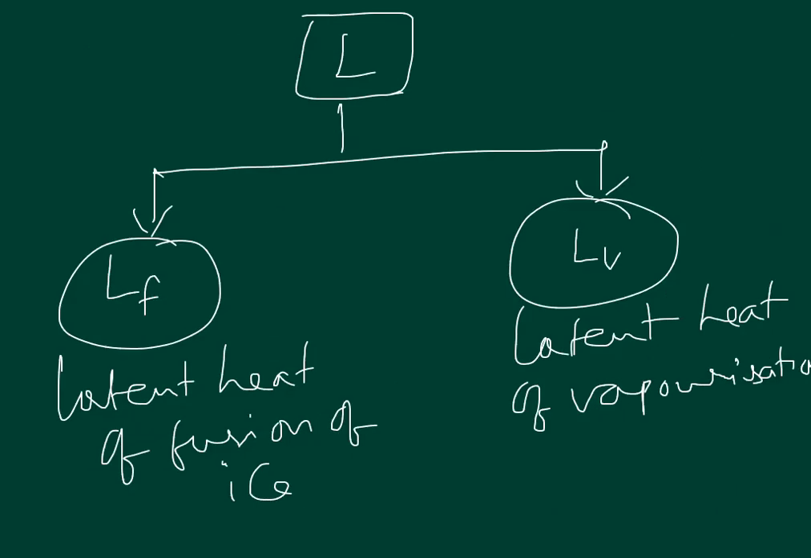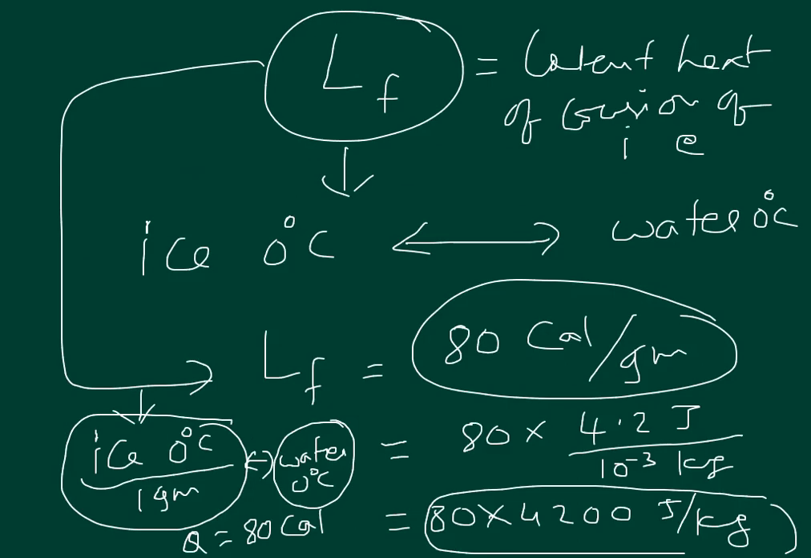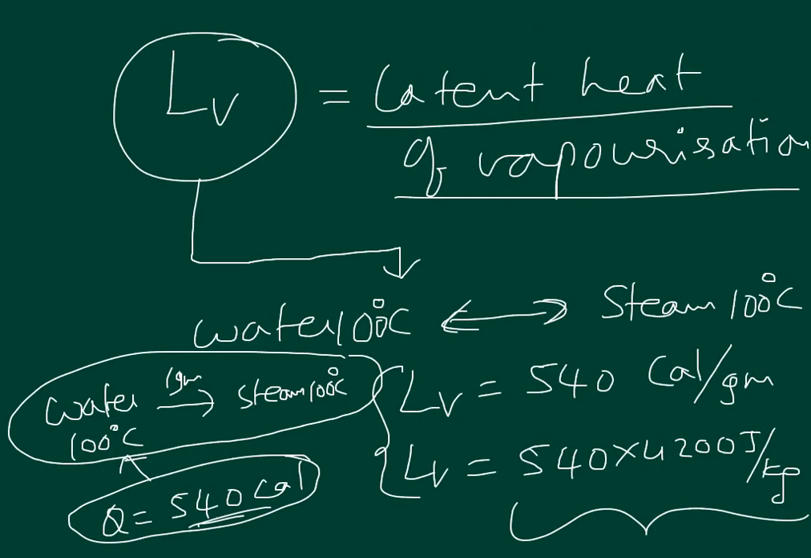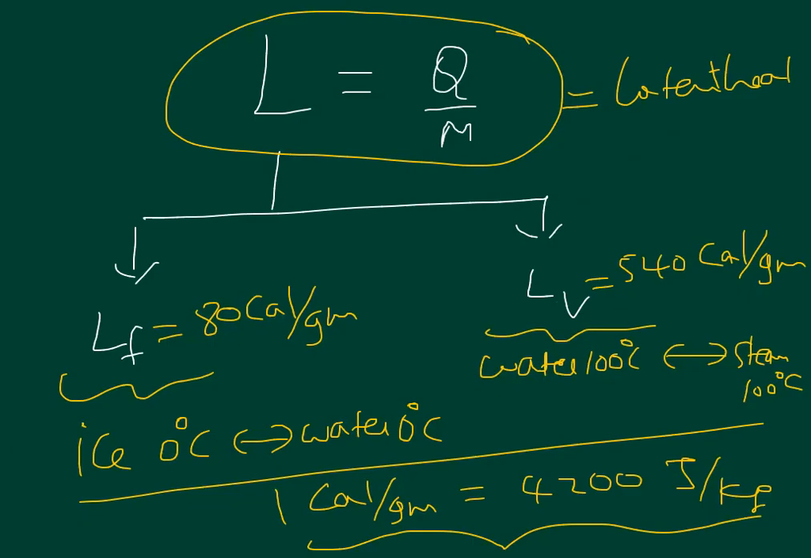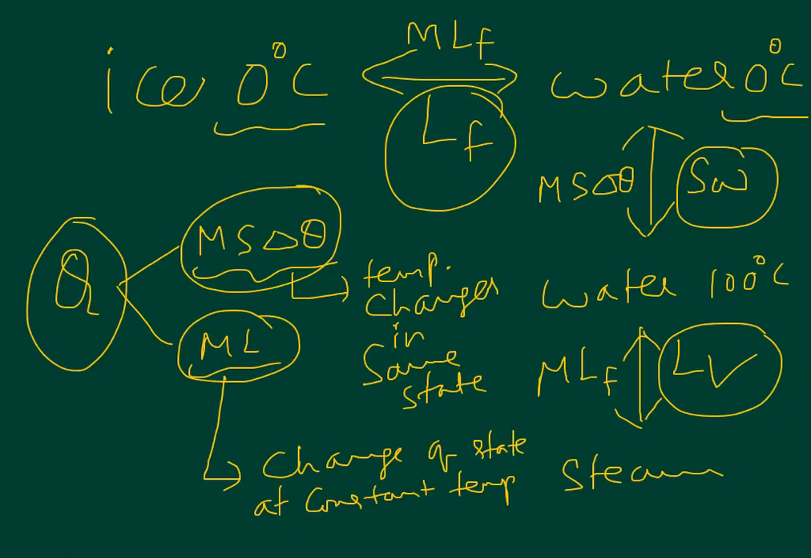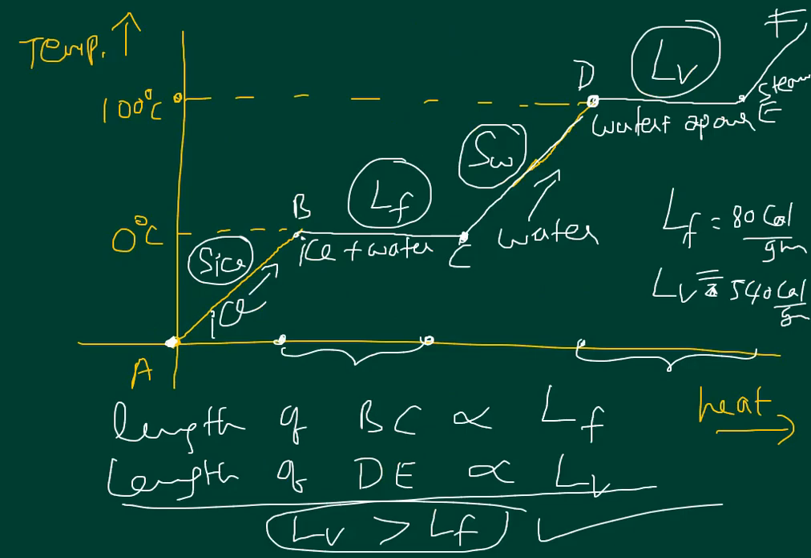After that, latent heat is classified into latent heat of fusion and vaporization. LF is when ice at 0 goes to water at 0 and vice versa. LV is from water at 100 to steam at 100 and vice versa. And here I wrote LF values and LV values, the information related to latent heat. Then after that I told what is happening when we go from ice to water, and water to steam, we discussed. And we discussed this graph.